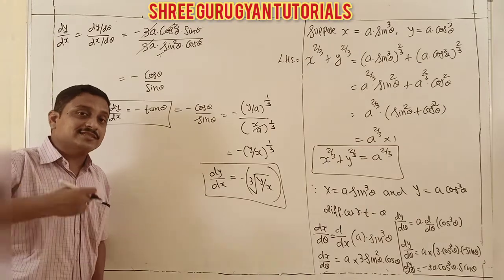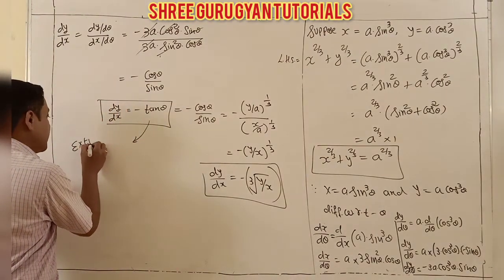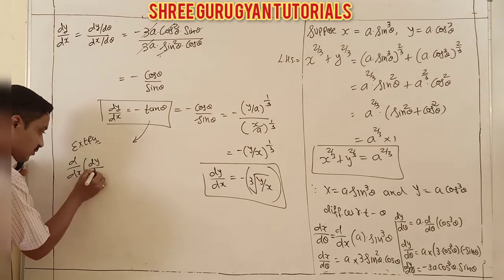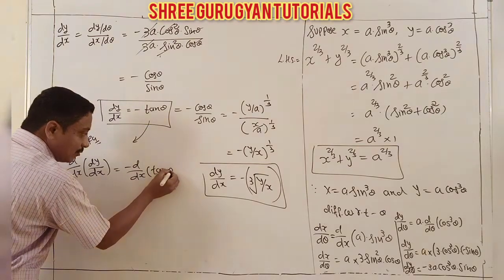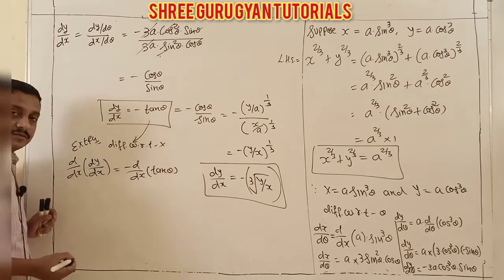But if you are asking for the second order derivative, here we move on to the second order derivative. This is extra: d by dx of dy by dx. With respect to x, students, I just take the derivative, differentiation with respect to x.